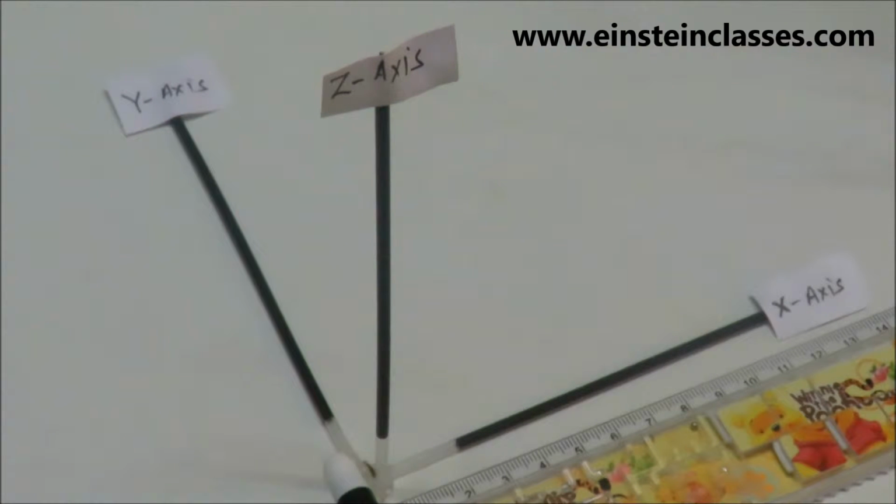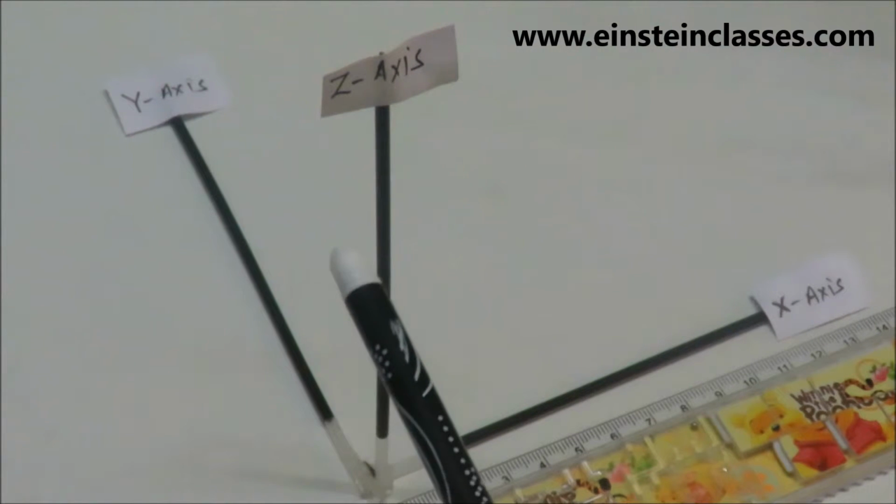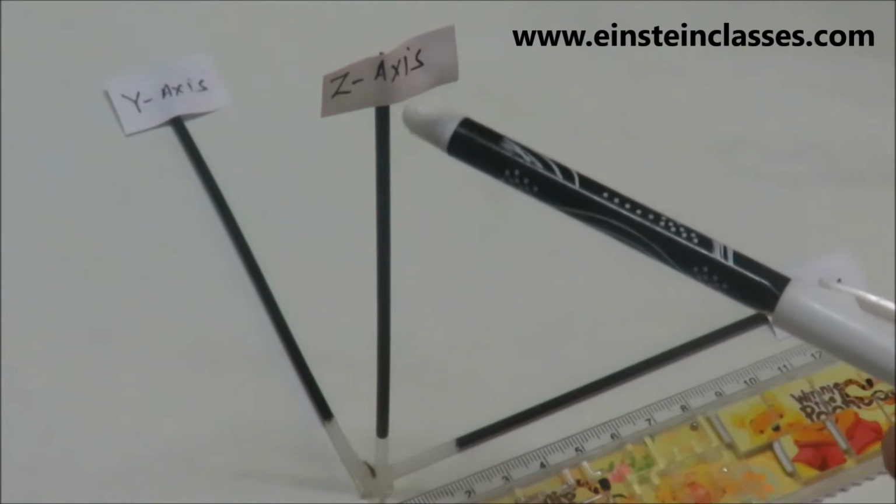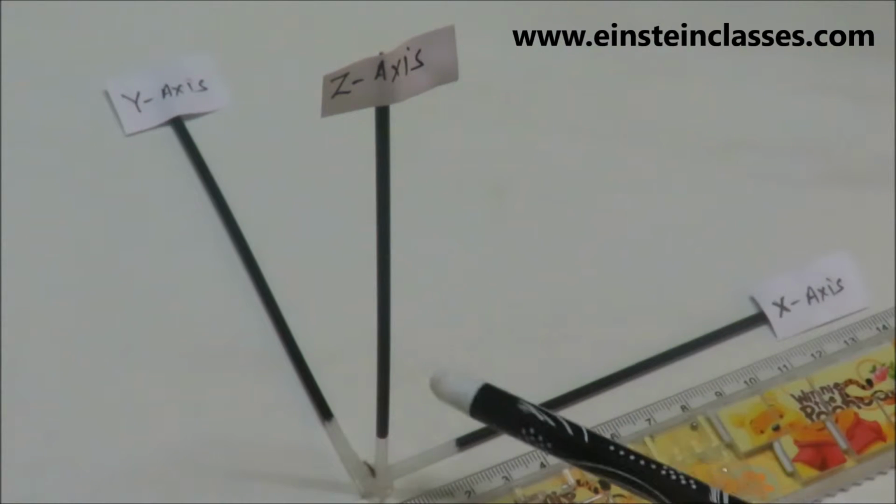Now take any point along the z-axis. Any point along the z-axis will have the x coordinate 0, the y coordinate 0, and the z coordinate equal to z, and hence any point along the z-axis will be (0, 0, z).